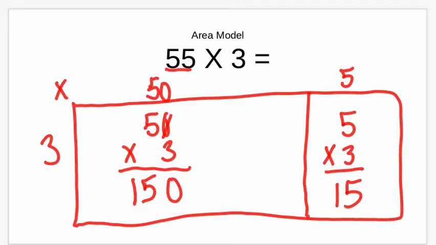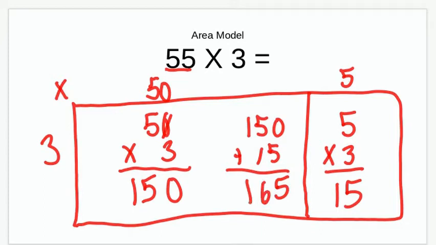Now put both of those parts together. 150 plus 15 equals 165. So that means 55 times 3 equals 165.